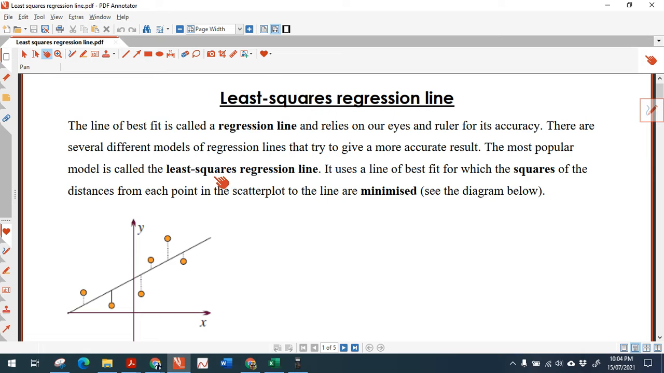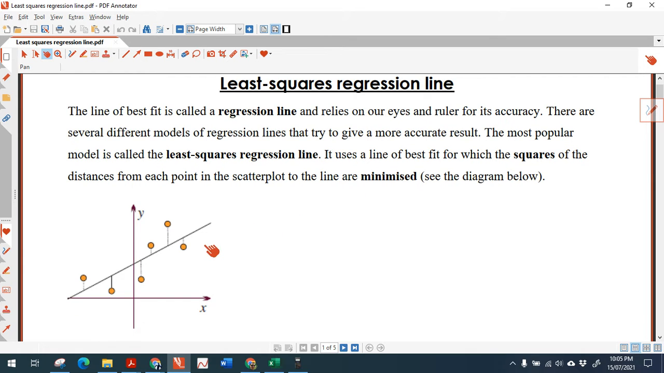Now, there is a more accurate way of doing a regression line, and one of the most popular models is the least squares regression line. It uses a line of best fit for which the squares of the distances from each point in the scatter plot to the line are minimized.